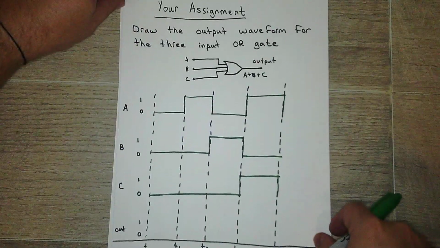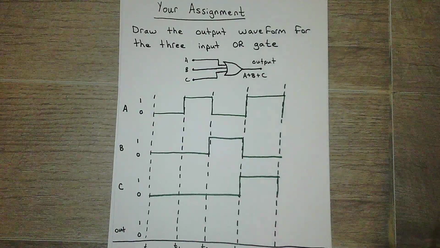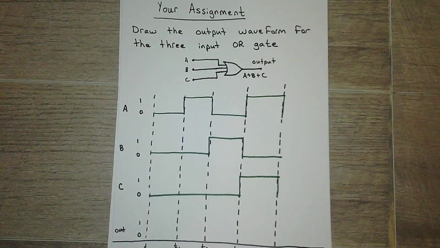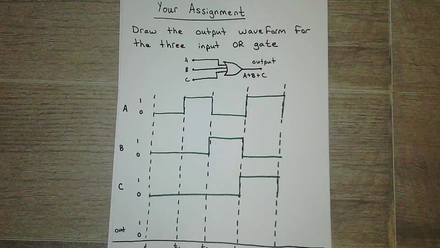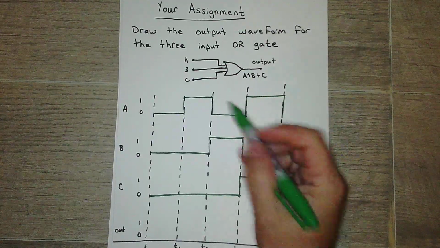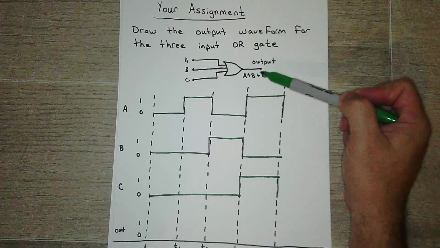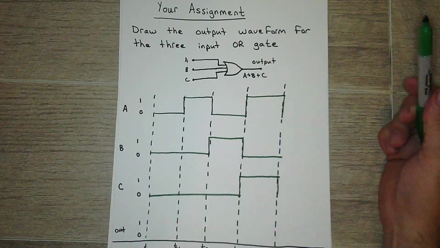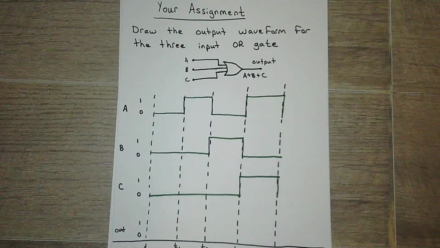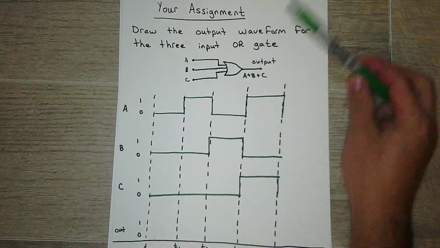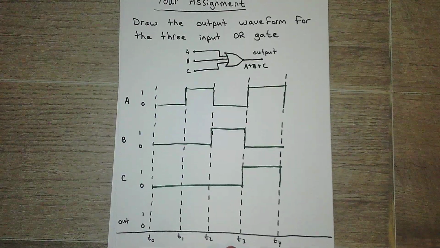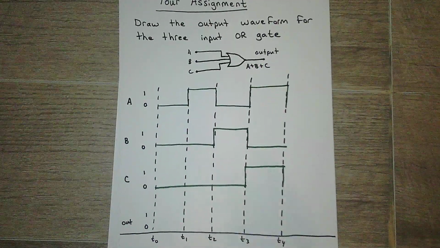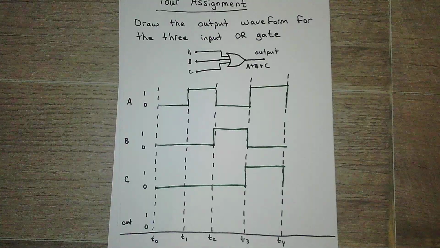Okay, so here's your assignment. You'll turn this in today. Draw the output waveform for a 3-input OR gate. It's just like the 2-input we did, but now it's 3 inputs. It's still an OR gate, so as long as A or B or C is on, then your output will be on. You have 4 times here, start at time 0. Just copy this down. Really you just need to copy down the waveform and show me what the output would be like.